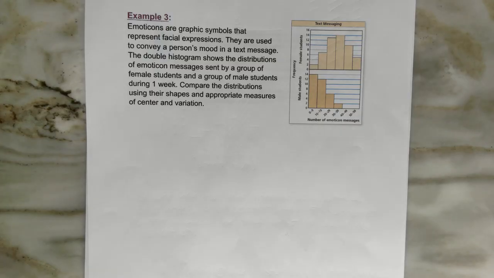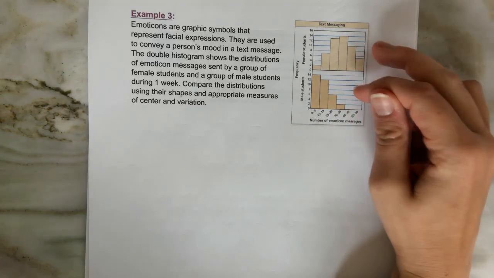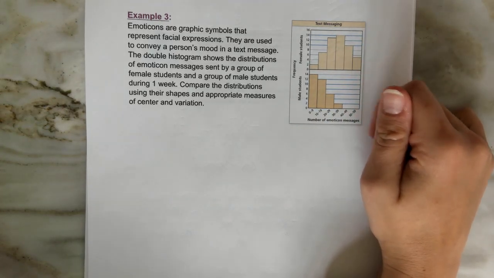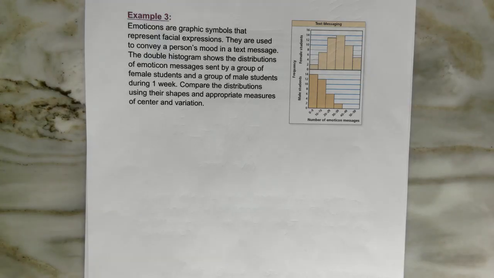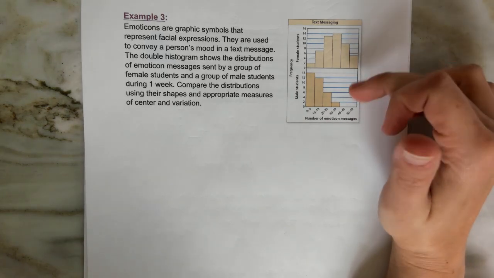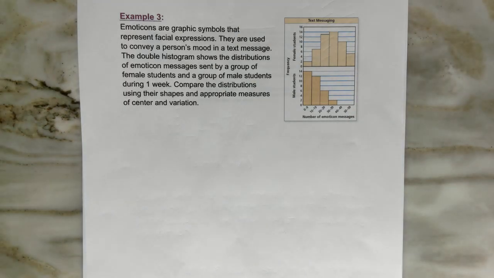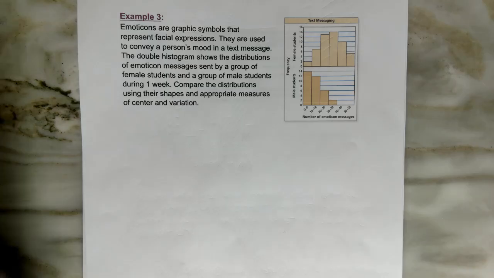So example 3 says emoticons, basically emojis. I guess emoticon is like the technical term for it. So emojis are graphic symbols that represent facial expressions. They're used to convey a person's mood in a text message. We have a double histogram over here. You can see one on top of the other that shows the distributions of emoticon messages sent by a group of female students and male students in 1 week. So the reason that they are two different is because it's female versus male. We want to compare the distributions using their shapes and appropriate measures of center and variation.